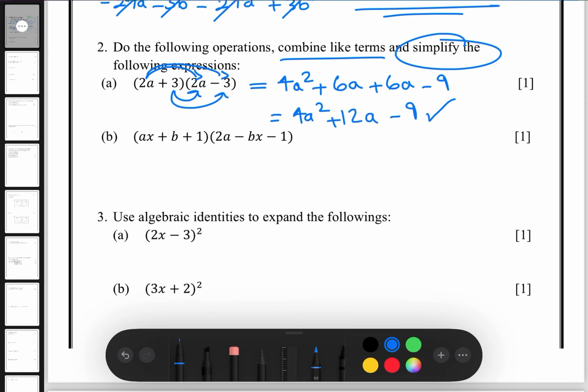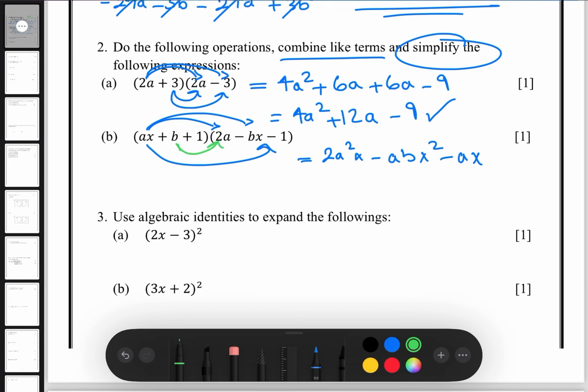There you go. Let's take a look at the second one, b. It says ax plus b plus 1. All right, so we're going to have to multiply ax by 2a, ax by minus bx, and then ax by -1. So we're going to get 2a squared x minus abx squared minus ax, all right? And then we're going to have to do the same thing for the second term. So b times 2a, b times bx, and b times -1. This is going to be quite a long one, but it's going to be easy once you get the hang of it. Plus 2ab, because b times 2a is 2ab, minus b squared x, and then minus b.